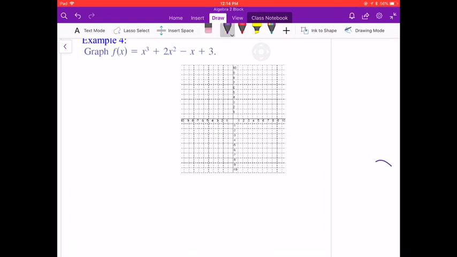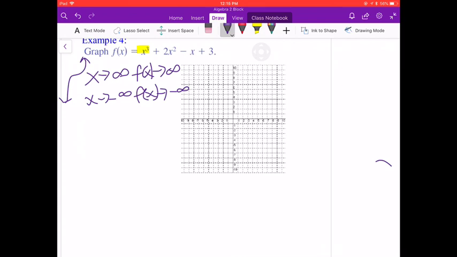Okay, so graphing it, what I want to do is decide what it's going to look like. So this one is an odd degree, and a positive leading coefficient. So it's going to look like this, odd and positive. So as x approaches infinity, my function should also approach infinity. And as x approaches negative infinity, my function will also approach negative infinity. So over here it's going to go up, and over here it should go down.